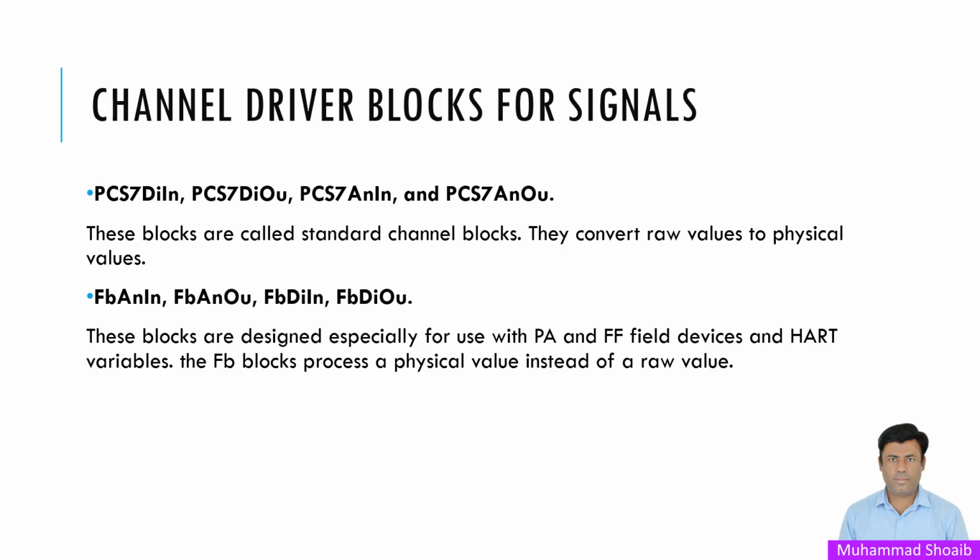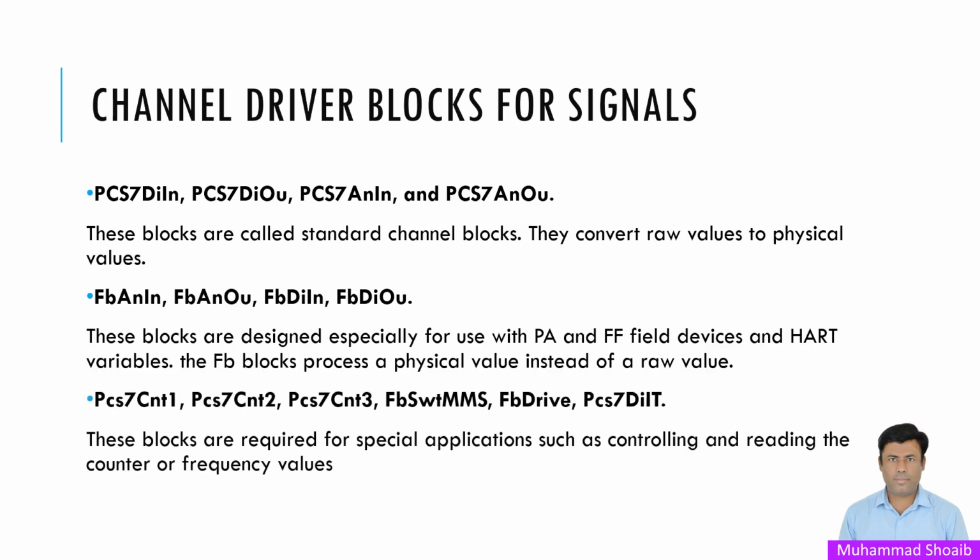The feedback analog input, analog output, feedback digital input, and digital output blocks are designed specially for use with PA and FF field devices and HART field variables. These feedback blocks process a physical value instead of a raw value. Then the PCS7 counter blocks are required for special applications such as controlling and reading the counter or the frequency values.